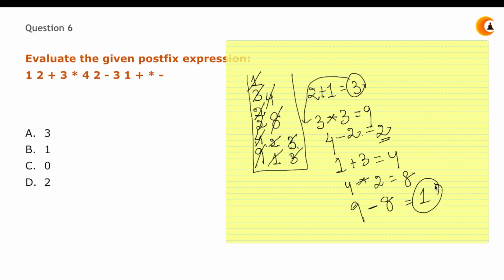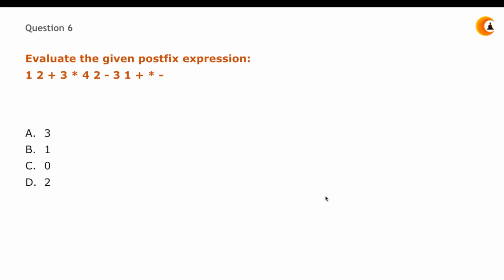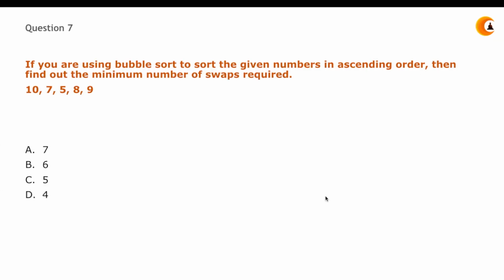So this is how you actually do it. You always have to push the operand, that is a number or an alphabet, and pop out 2 elements whenever you come across an operator. Even the resultant value will be pushed back into the stack. So your answer is in option B, that is 1. Clear? Great. Moving ahead with the 7th question.